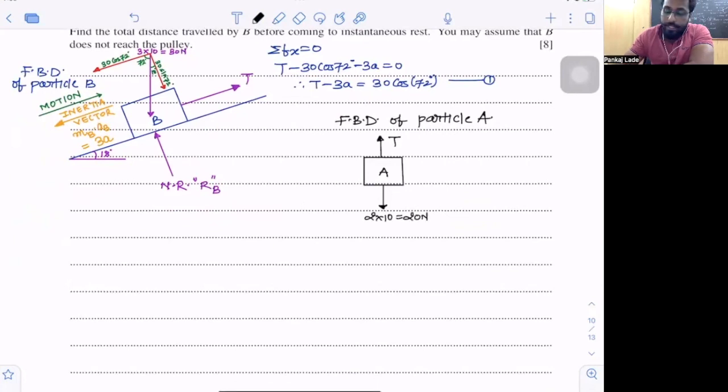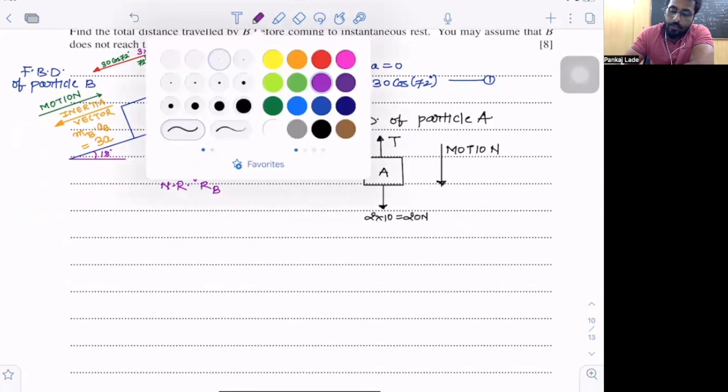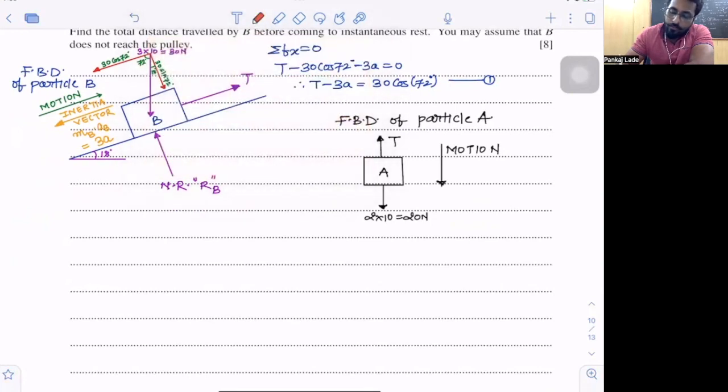And where is block A going? Motion of block A is downwards. If motion is downwards, where will the inertia vector be? The inertia vector will be in the upward direction, isn't it? This is D'Alembert's principle, remember it properly. So let's quickly show the inertia vector. It will be mass of A into acceleration of A. So what's the mass of A? It's 2.